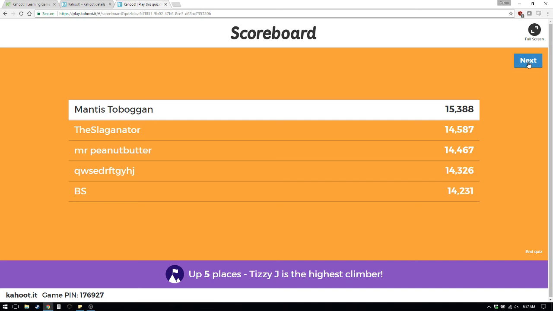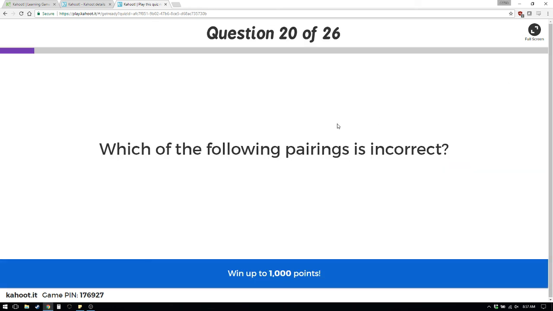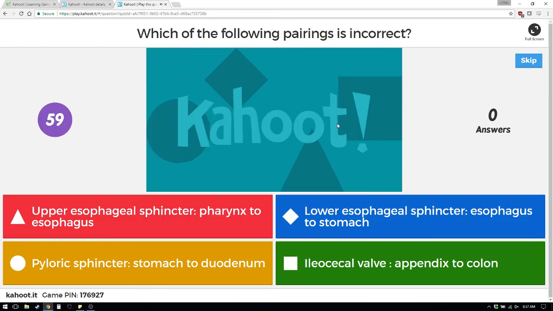It's toboggan staying out in the lead. Which of the following pairings is incorrect? Like a steak and red wine, that'd be a correct pairing.